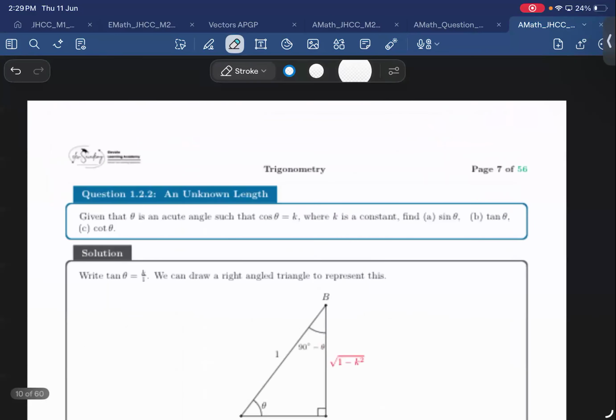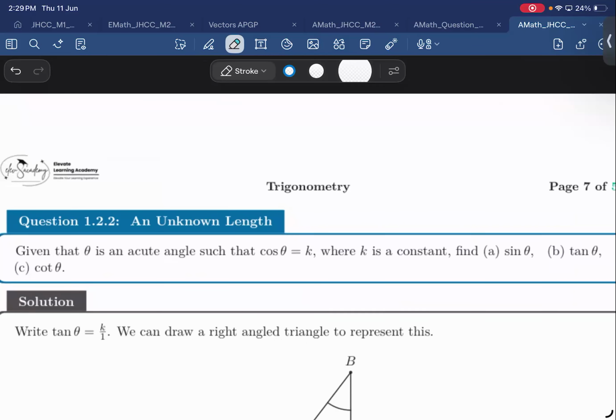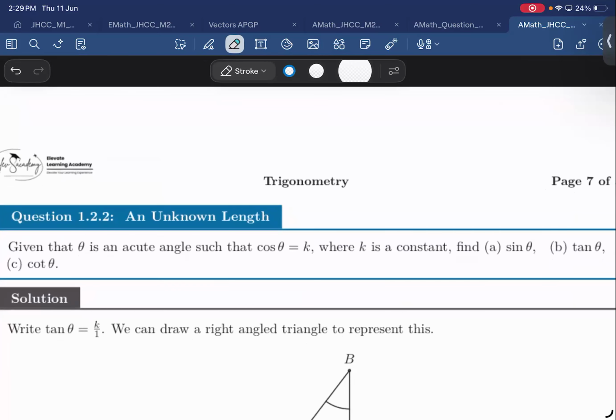Alright, now you all can give this question a try. I give you all maybe 2 to 3 minutes to solve. Once again, it's very similar to the previous question. Just make sure you draw a triangle, then find the last side.